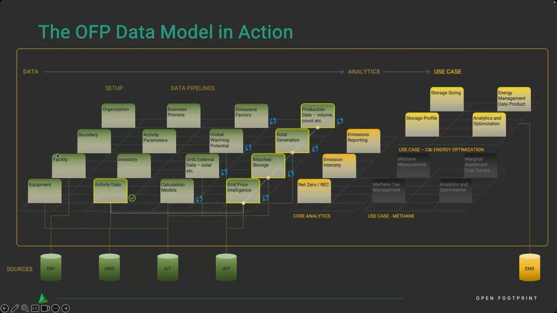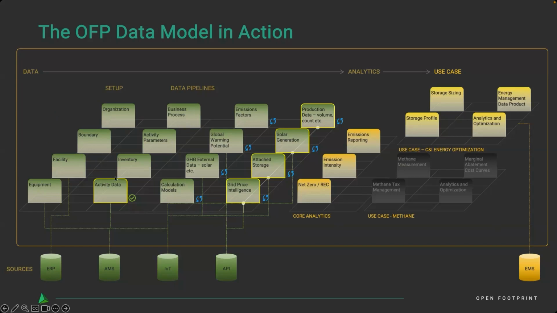So setting up the organization, setting up organizational boundaries, which impact how your emissions are reported, setting up facilities and equipment that produce the emissions, and then starting to set up the specific data pipelines, right? So how will we ingest the data for the different activities? There is a very important thing in the way the data model is designed, which is the level of abstraction that is available for users to work with, right?